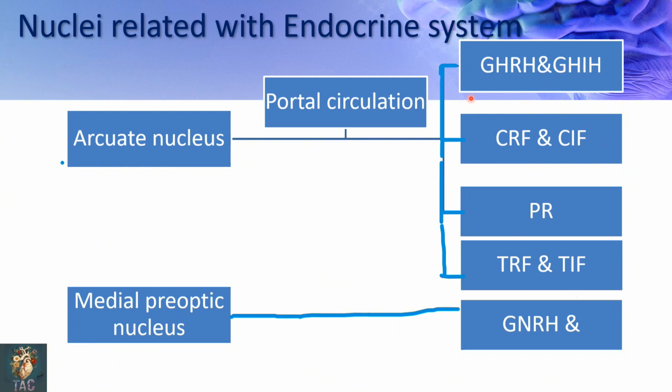So they cause release of the gonadotropins, that is FSH and LH, the corticotropin, that is ACTH, the prolactin and the TSH. Similarly, the medial preoptic nucleus stimulates the gonadotrophs, and gonadotrophs release the gonadotropic hormones.